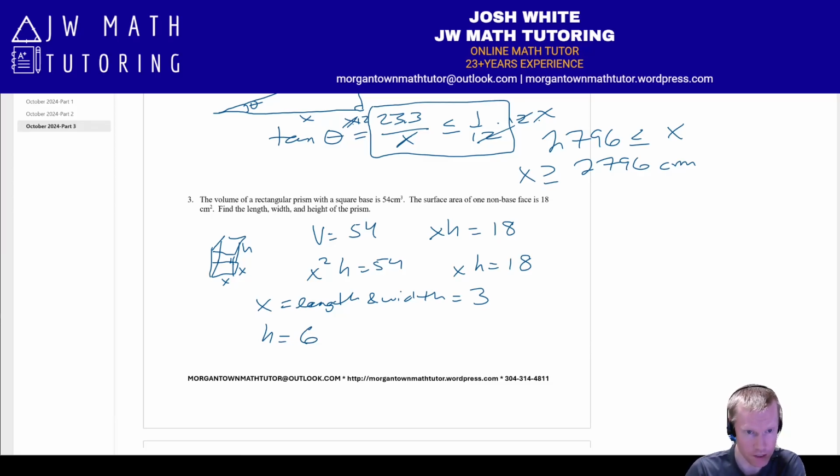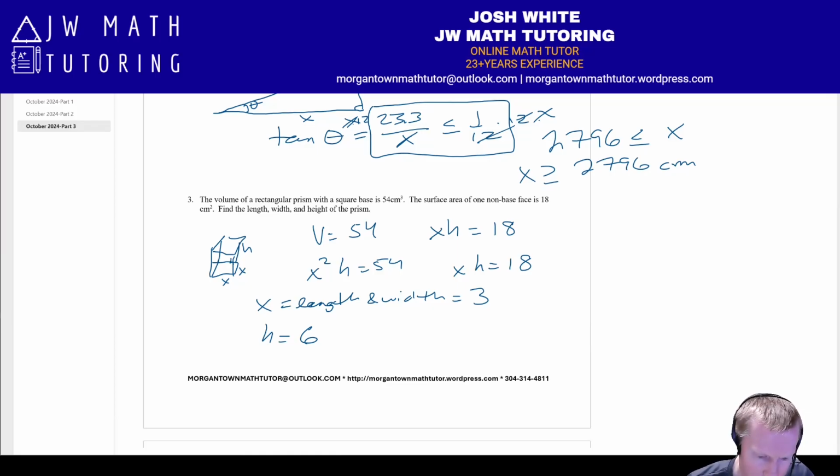3 times 6 is 18, so that matches the area of a non-base face. And 3 squared is 9, times 6 is 54. That gives us the correct volume of 54. Now, if you want to solve this by hand without using Desmos, I'll just show you real quick.